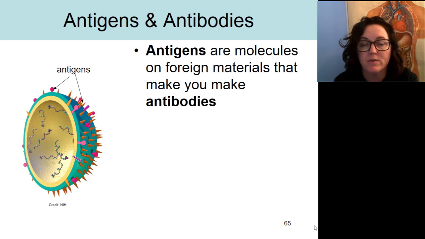Before we can talk about the specific immune response, we need to make sure we understand the terms antigen and antibody. Antigens are molecules on foreign material that cause you to make antibodies. So when we look at the surface of the virus in the picture here, we can see those orange and pink things on the surface of the virus, and those would be antigens. When our immune system cells bump into those antigens, it's going to cause us to make antibodies, and the antibodies are going to be used to attack the antigen.